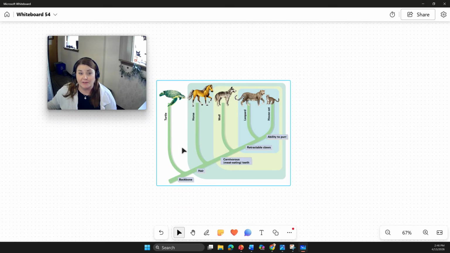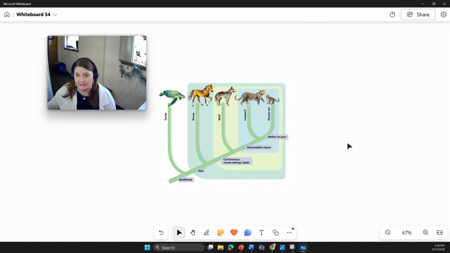This is a very simplified cladogram. Sometimes they're very complex. There's just no way you can include all organisms and their ancestors and any intermediate organisms on one simple cladogram. It's just going to be so complex it may be difficult to read.